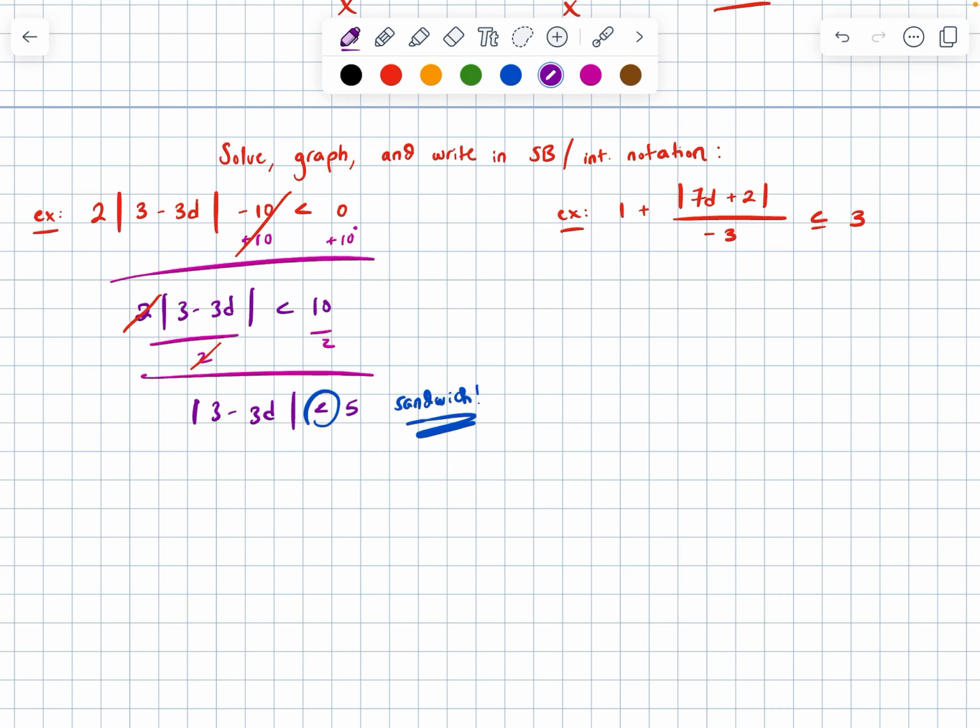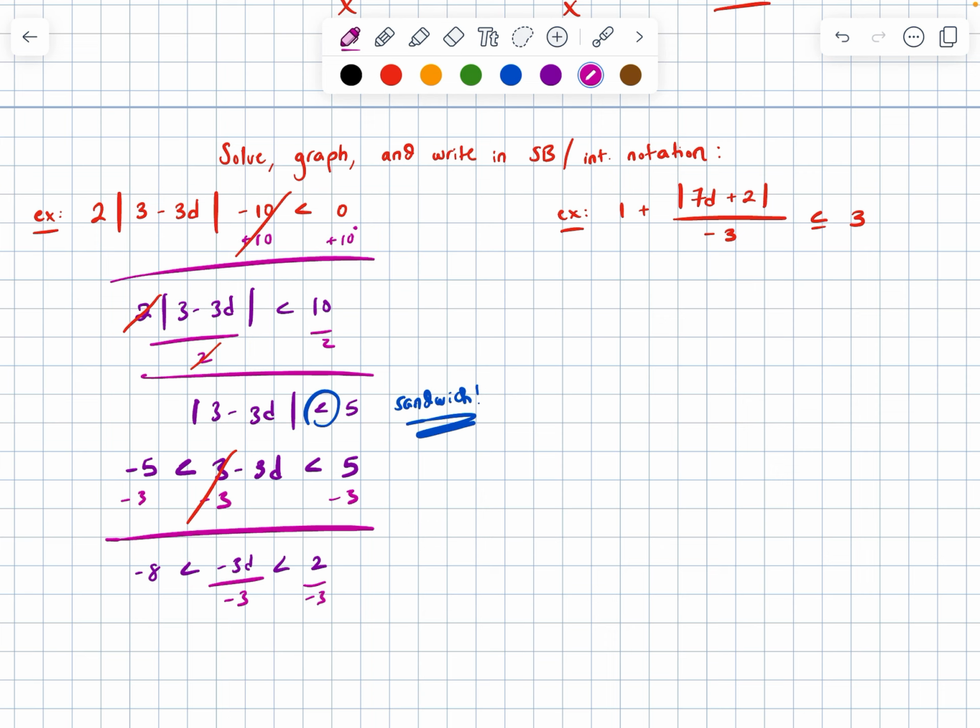So what that tells me here is that 3 minus 3d, if its absolute value is less than 5, needs to be something less than 5 and greater than negative 5. And now all I've got to do is get that d by itself. Well, let's minus 3 to begin. When I minus 3 from the middle, I minus 3 from all parts. Negative 5 minus 3 is negative 8, which is less than negative 3d, which is less than 2.